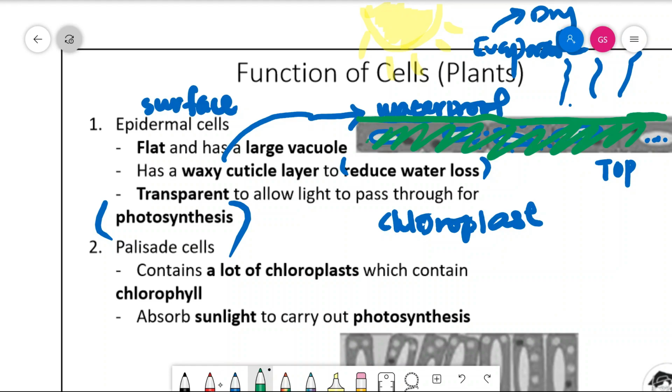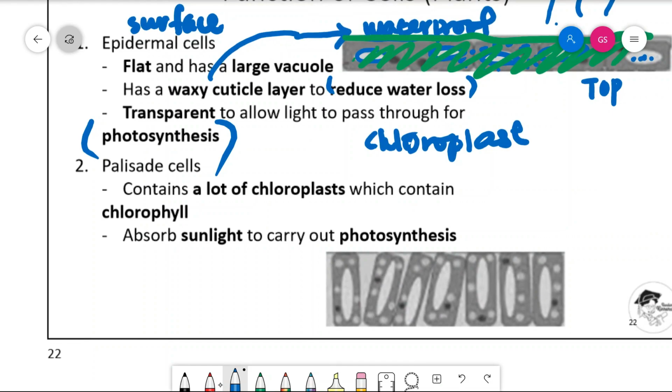Now let's go to the palisade cell. Just now the epidermal cell on the surface of the leaf is laying down flat. Now you go to the next layer in the leaf, and what you will see is what we call the palisade cell. This palisade cell has the structure of a long rectangular plant cell, same as any other plant cell, but it is going to stand vertically.